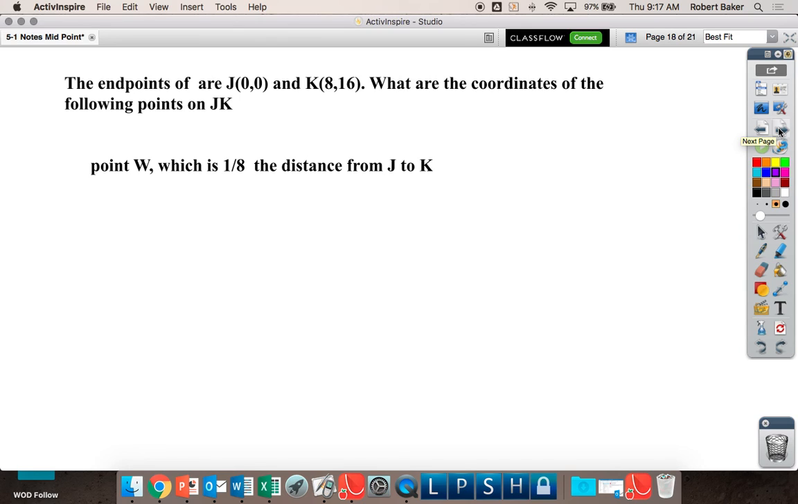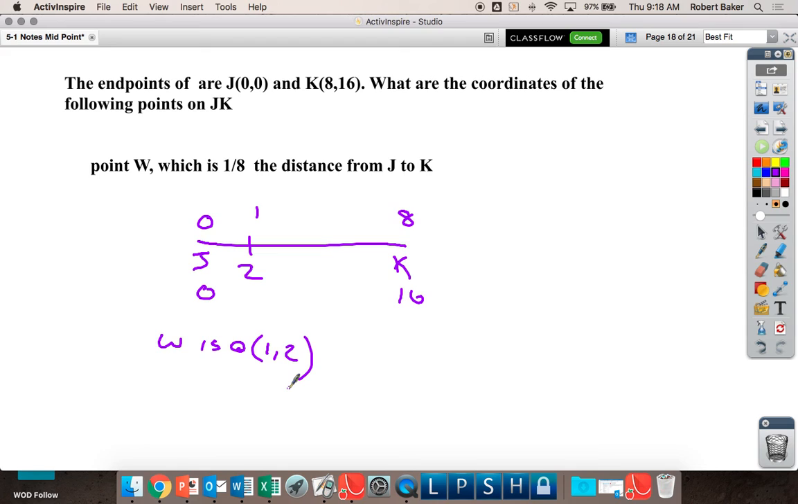Oh, 1/8. Let's see if we can shorten the process a little bit. So from 0 to 8 is 8. What is 1/8 of 8? 1. From 0 to K is 16. What is 1/8 of 16? If W is 1/8 of the way from J to K, what is the coordinate location of W? W is at 1, 2.